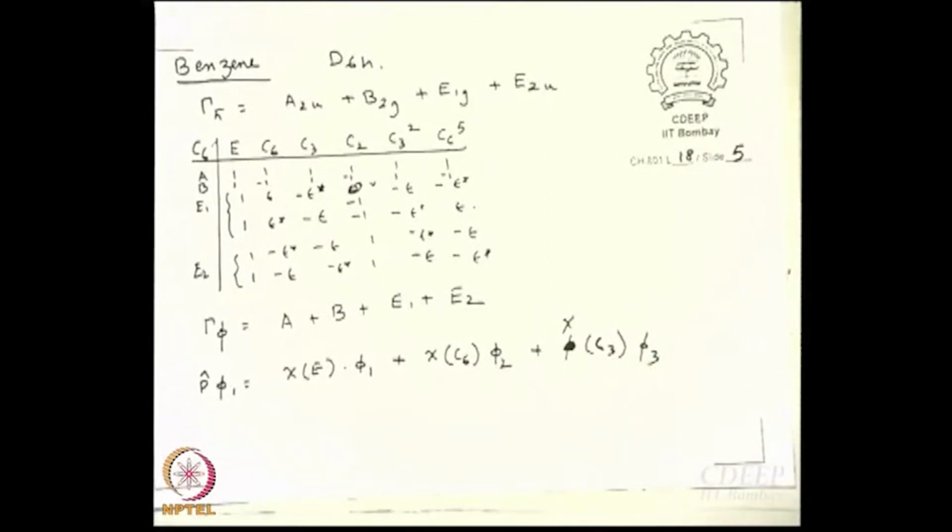C6 means one rotation, right? One rotation by what? 360 degrees by 6, that is 60 degrees. One rotation by 60 degrees should take me from phi 1 to phi 2, right or wrong?